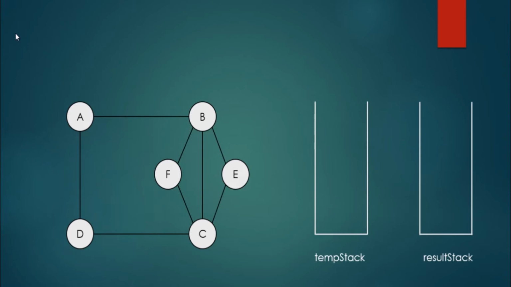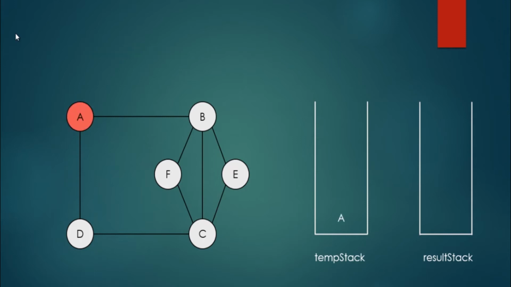So we have 2 stacks, the temporary stack and the result stack, and we have a graph containing 6 vertices A, B, C, D, E and F. First of all, let me check whether we can form an Euler cycle, and we come to the conclusion that all of the vertices have an even number of edges, so the degrees are even. So an Euler cycle can be formed and constructed.